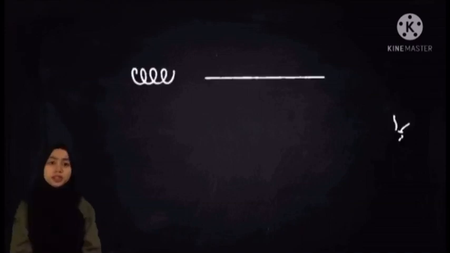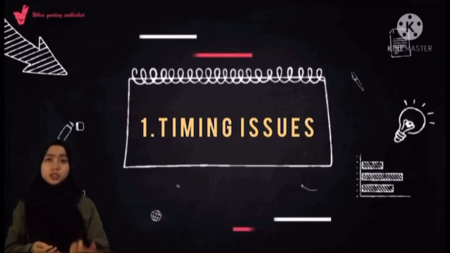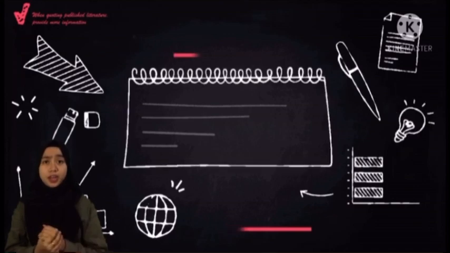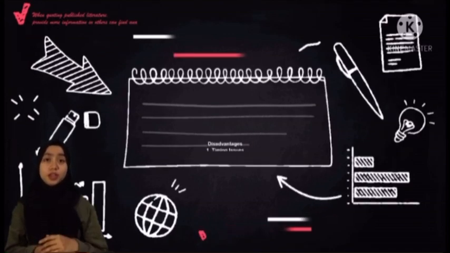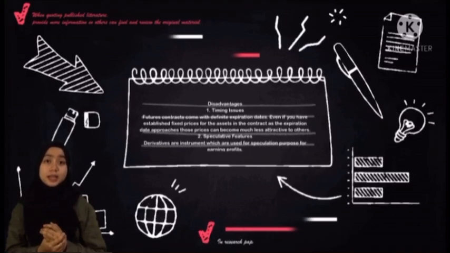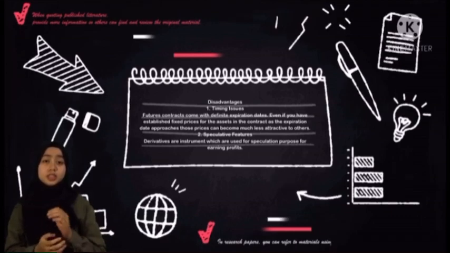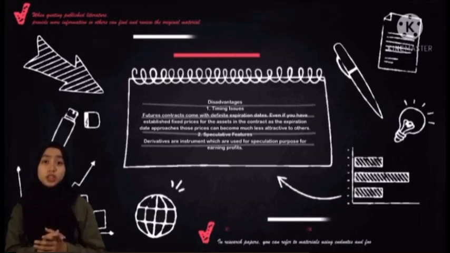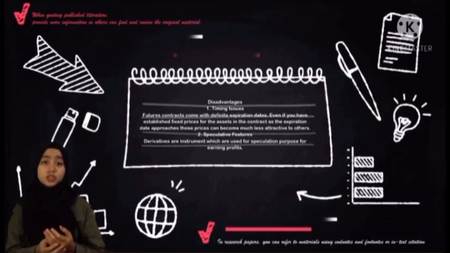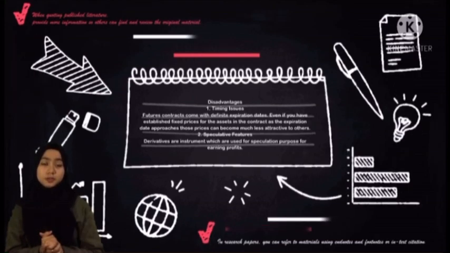And my last part is the disadvantages. Firstly, timing issue. Futures contracts come with a definite expiration date. If you have established a fixed price for the asset in the contract, as the expiration date approaches, those prices can become much less attractive to others. At times, this condition can cause a futures contract to expire as a worthless investment. Futures contract expiration dates, as they get closer, come with similar risks.